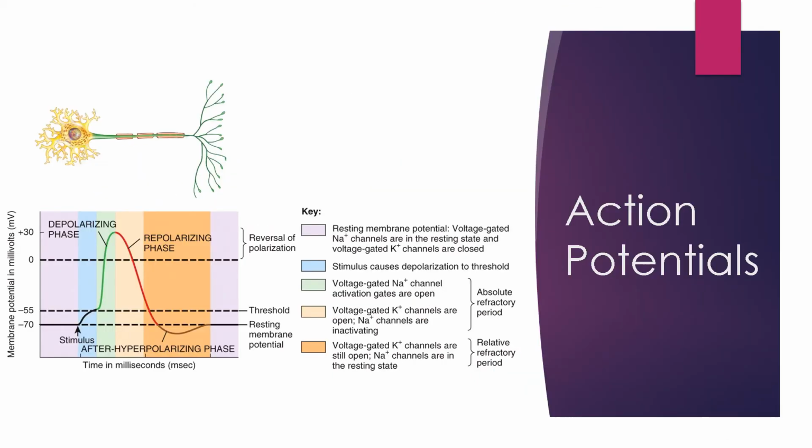So looking back at this figure again, there are two terms that we haven't talked about. These are the absolute refractory period and the relative refractory period. So first off, the absolute refractory period, this is the point of an action potential that another action potential cannot fire, no matter how large the stimulation.